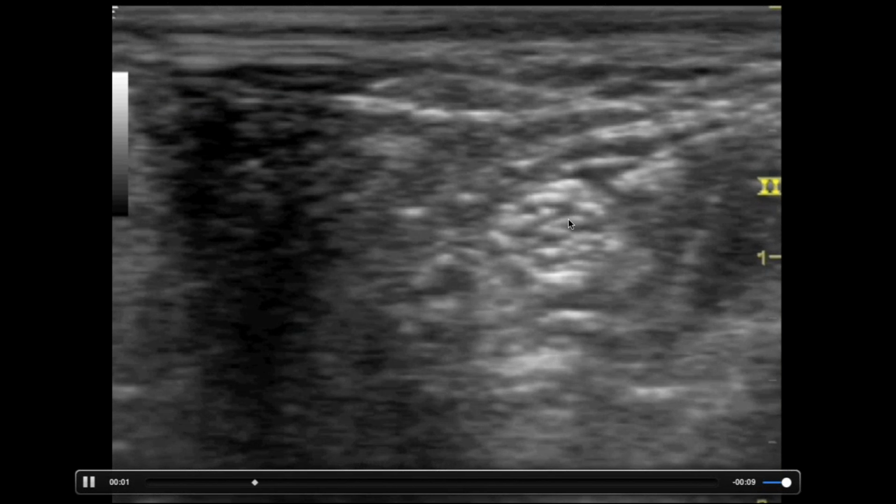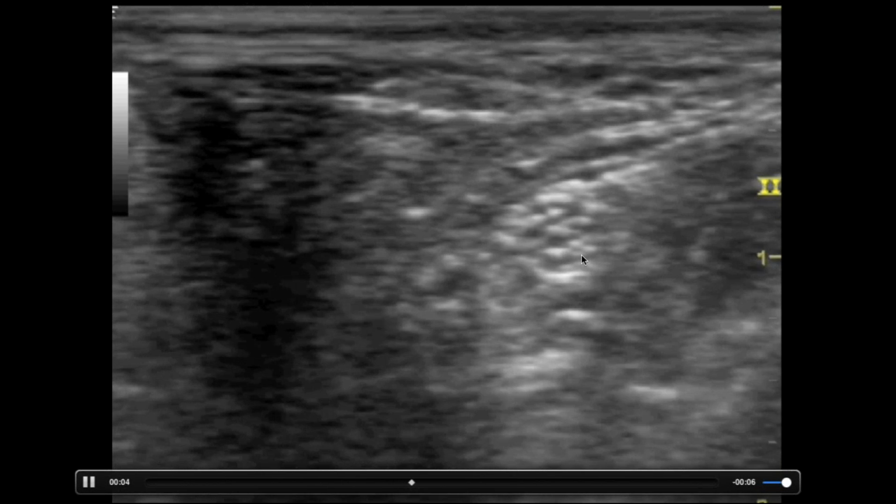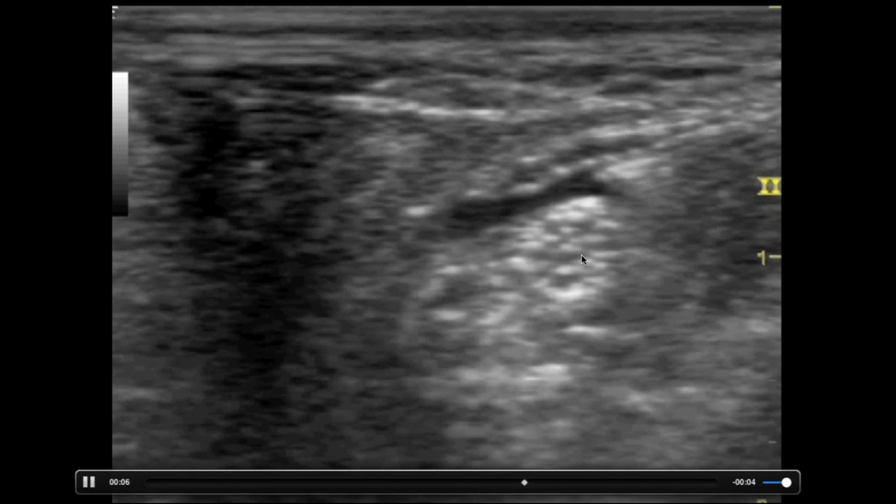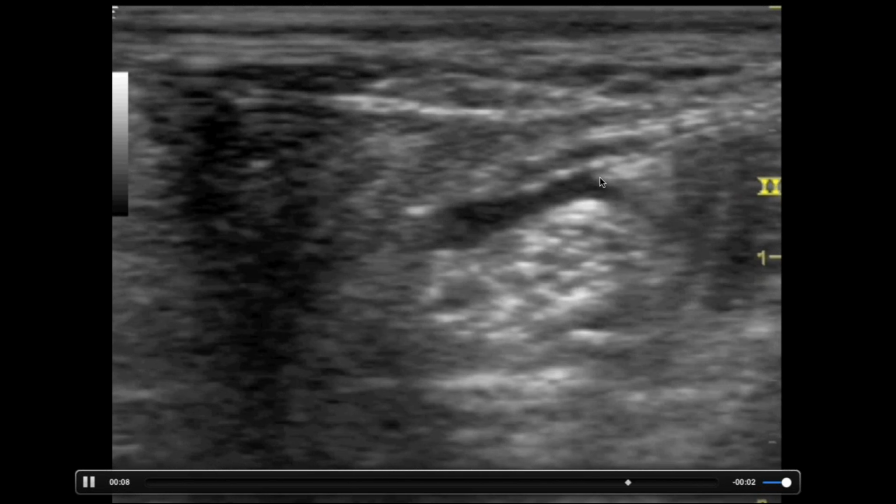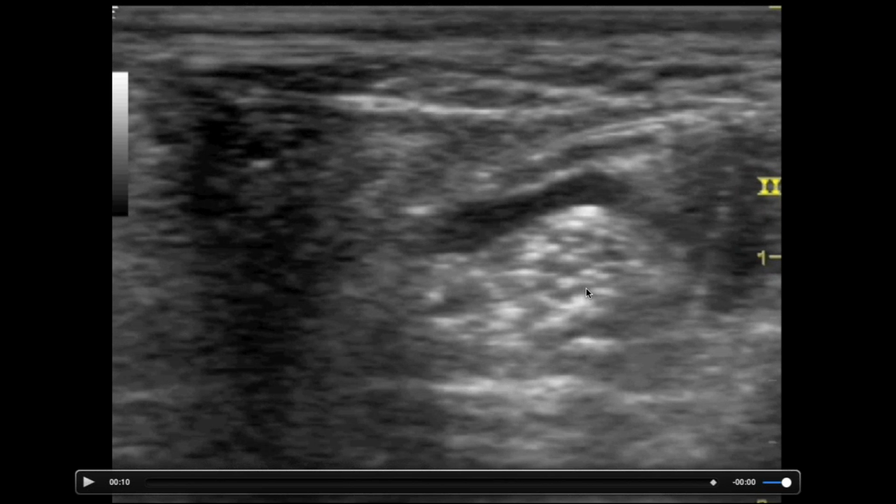This is a close-up here of the nerve. It's small, so it's hard to see if you're not used to looking at them. Needle tip, infusion of anesthetic, artery, nerve.